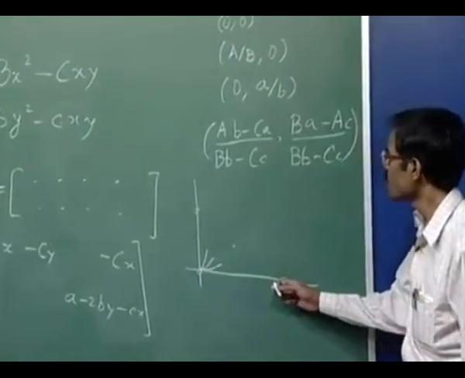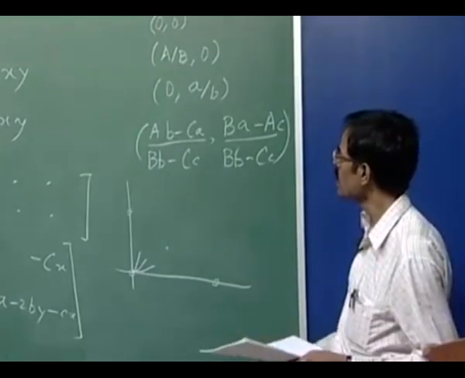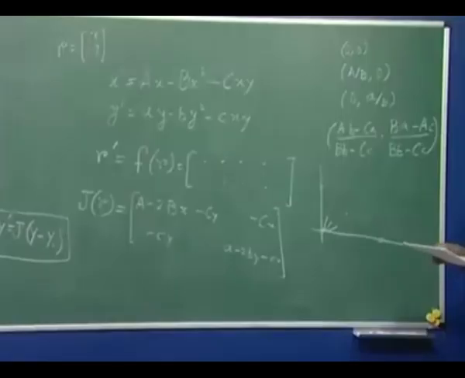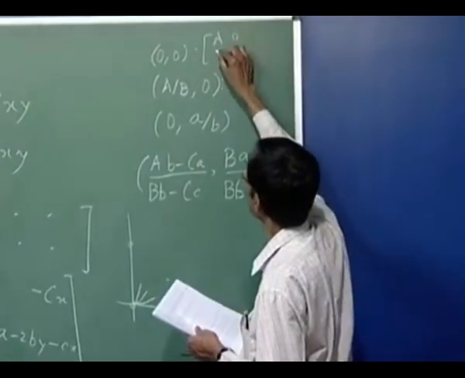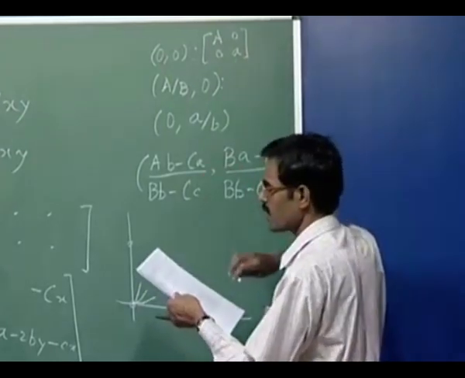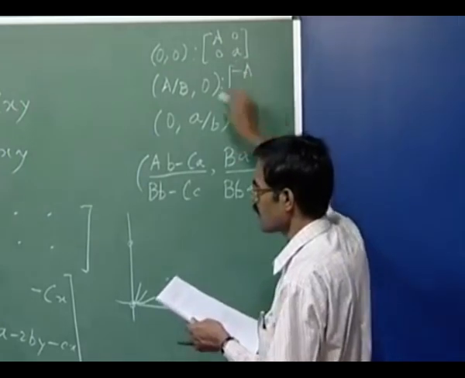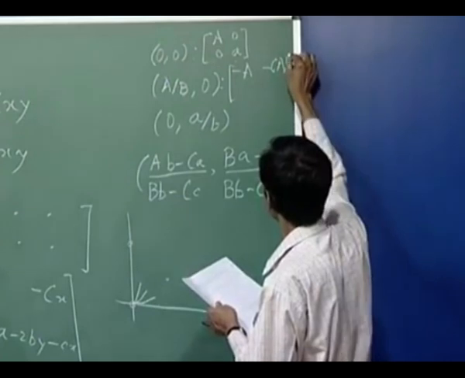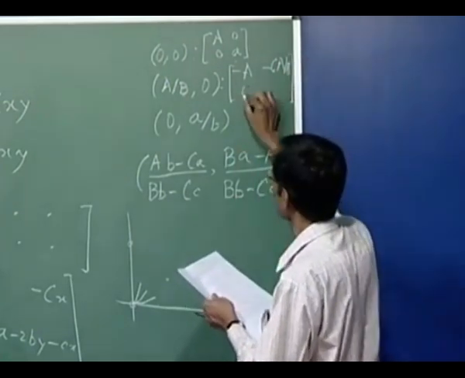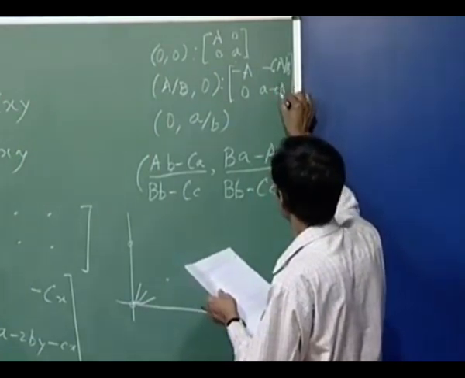Now, at this point, what is happening at this point? At this point, you will find, let us mention the Jacobian here. I will give you the Jacobian at this point. The Jacobian at this point we had simply this, right. At this point, the Jacobian turns out to be minus a, minus C a by b, 0 and a minus C a by b.